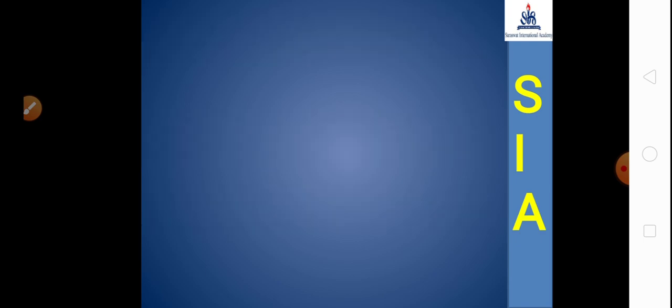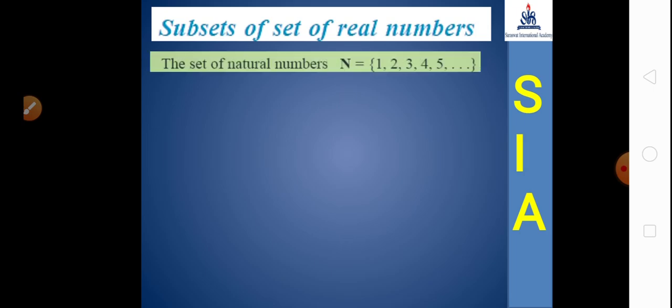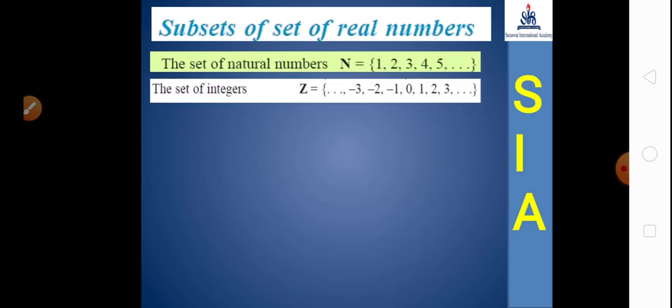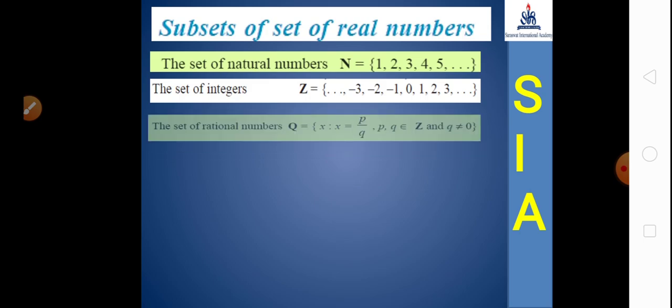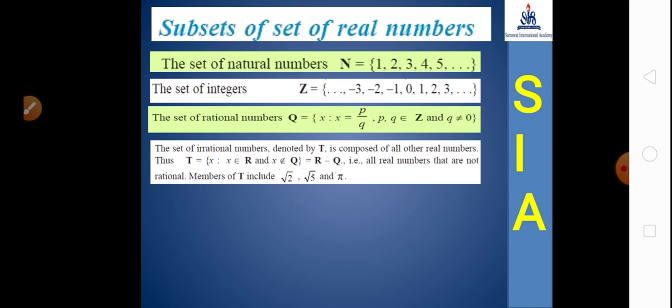Next, subsets of the set of real numbers. Very easy. You know the natural numbers N: 1, 2, 3, 4, 5. Z, also known as integers, includes negative numbers, 0 and positive numbers. Q, you know, is rational numbers, always in the form p by q, and q can never be 0. And after that, all these values are present in the set of real numbers.